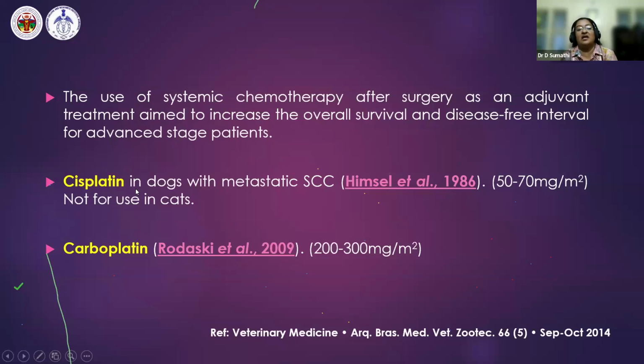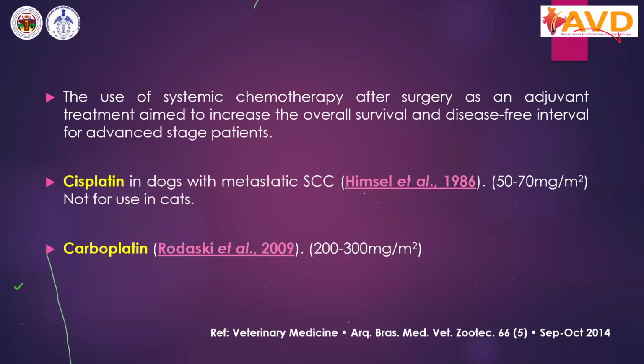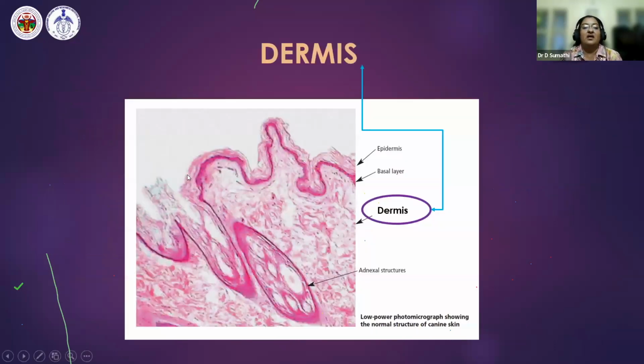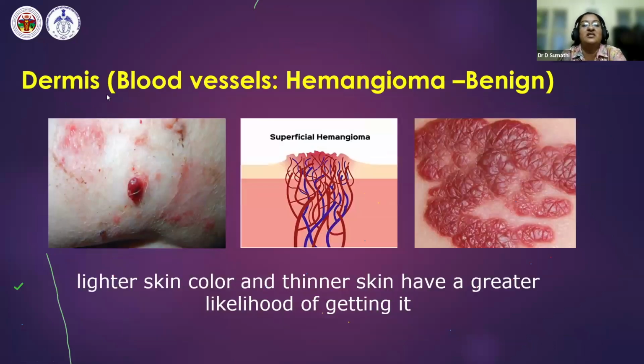But cisplatin has a lot of side effects. As you know, they have a lot of issues with renal failure, and we don't use it in cats. Instead of that, we can go with carboplatin, which is a little safer. Both are platinum group drugs, but when you are using cisplatin, the dose is 50 to 70 milligram per meter squared. When you are using carboplatin, it is 200 to 300 milligram per meter squared, but it is really safe when it is used.